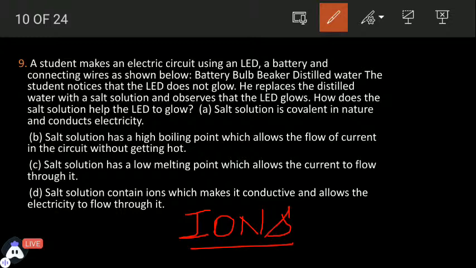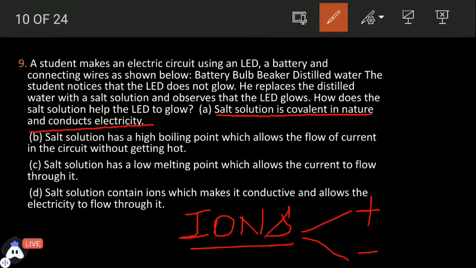किसी भी स्पीशीज पे, किसी भी चीज़ पर अगर चार्ज है, चार्ज चाहे पॉजिटिव हो चाहे नेगेटिव हो, वो स्पीशीज इलेक्ट्रिसिटी को कंडक्ट और करंट को कंडक्ट कर सकती है. अब इसके ऑप्शंस देखो. क्या सॉल्ट सॉल्यूशन कोवेलेंट इन नेचर है इसलिए इलेक्ट्रिसिटी को कंडक्ट कर रहा है? नहीं. कोवेलेंट कंपाउंड्स इलेक्ट्रिसिटी को कंडक्ट नहीं कर पाते हैं क्योंकि वो आयंस में नहीं टूटते हैं.